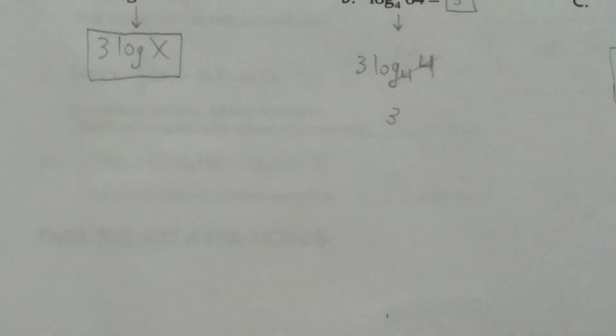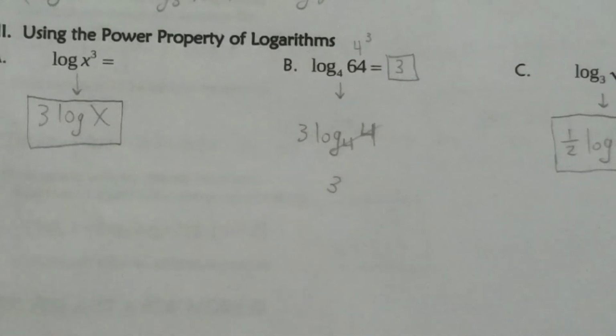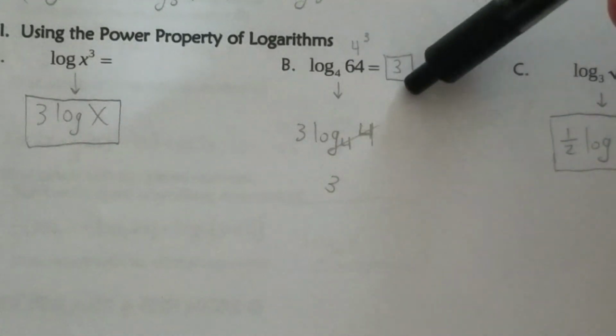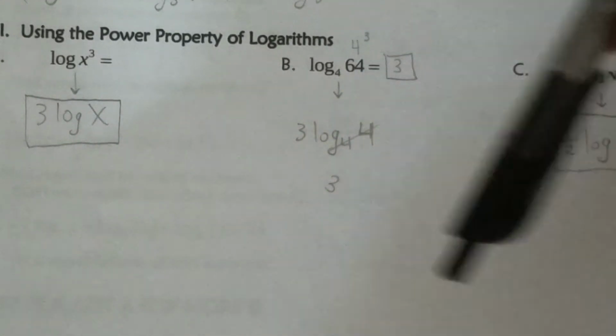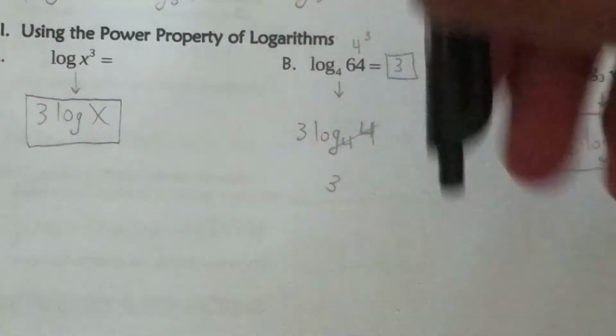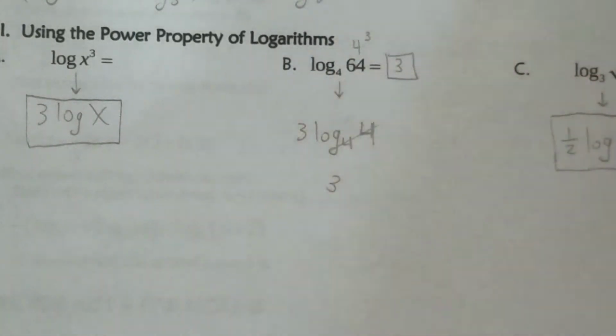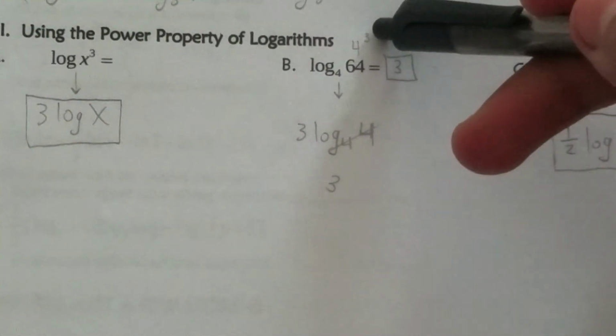Now you've got your second example here. B: log base 4 of 64 equals 3. Yeah, I put the answer, but that's not the point we're going to look at here. What's very interesting is 64. Looking at your base as 4, you're like, oh yeah, this can be easily solved. This 64 is something that can be solved. What is that? 4 to the power of 3.